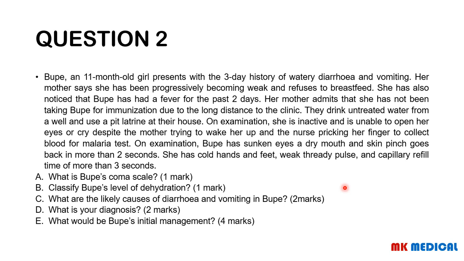What is Bupe's coma scale? Classify Bupe's level of dehydration. What are the likely causes of diarrhea and vomiting in Bupe? What is your diagnosis? What would be Bupe's initial management?